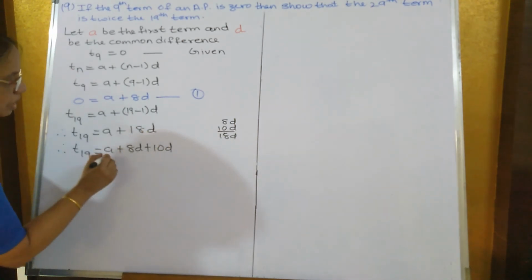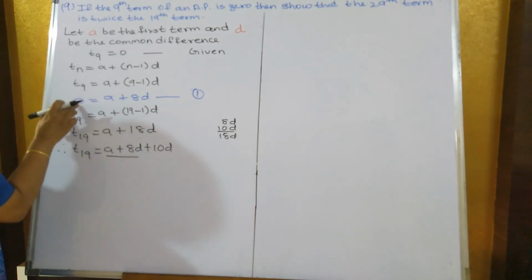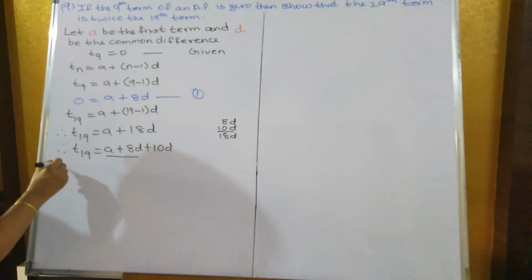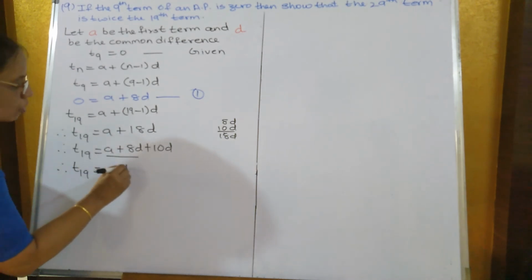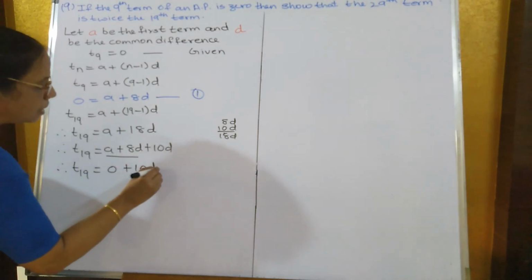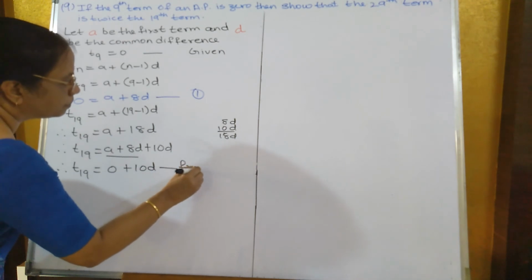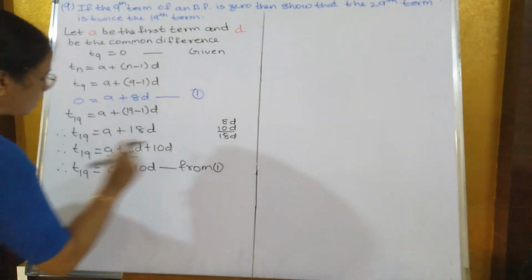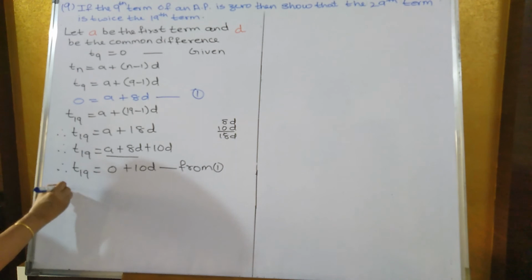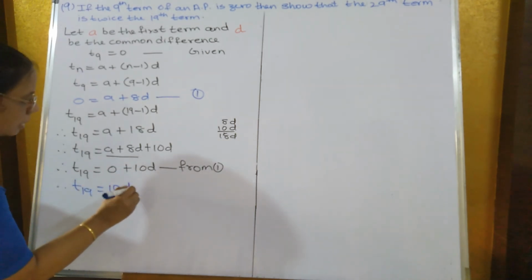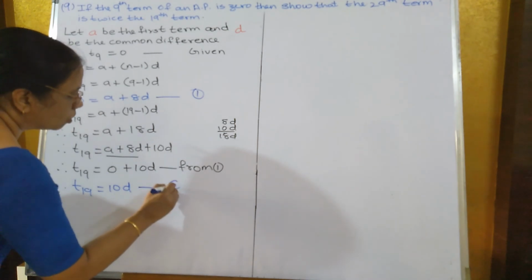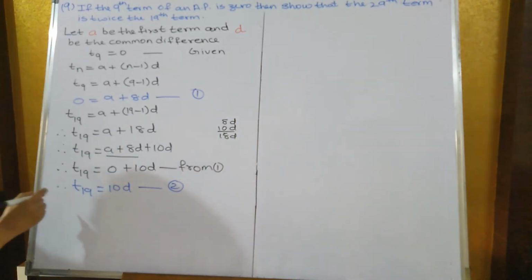Now what is a plus 8d? A plus 8d is equal to 0 from 1. Therefore T19 is equal to 0 plus 10d from 1. Therefore T19 is equal to 10d. Let this be 2.